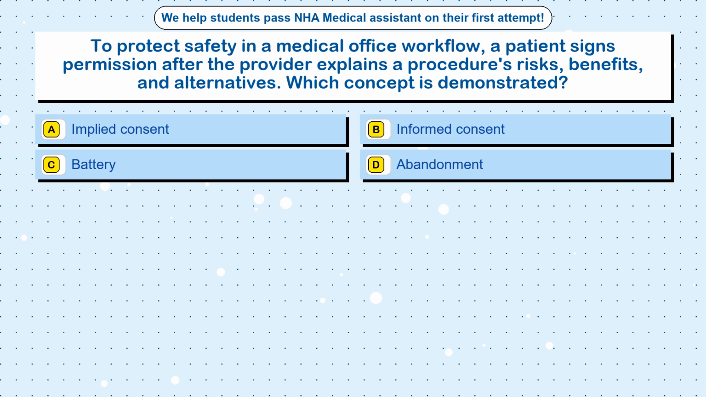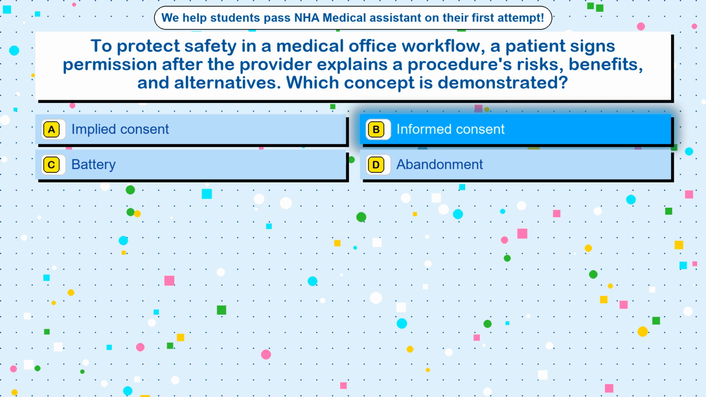Question 99. To protect safety in a medical office workflow, a patient signs permission after the provider explains a procedure's risks, benefits, and alternatives. Which concept is demonstrated? Option A, implied consent. Option B, informed consent. Option C, battery. Option D, abandonment. The correct answer is option B, informed consent.